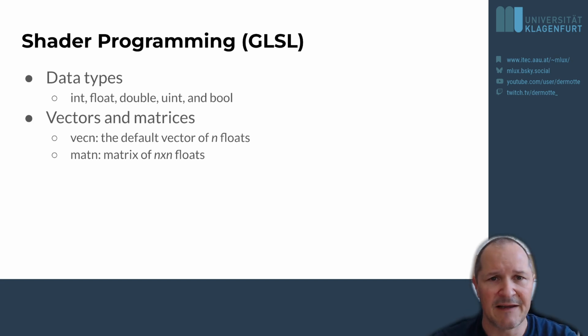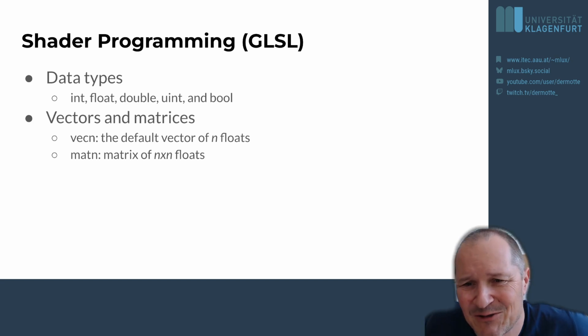So what are the data types of GLSL? We're looking into the OpenGL variant. The data types classically would be int for an integer, float for floating point, double for double precision floating point, then the unsigned int and the bool. I think there are more really, but I'm not very much into shaders.